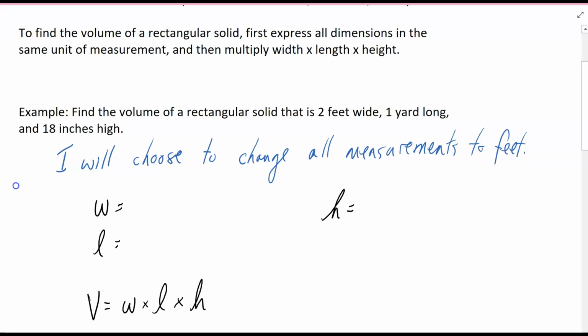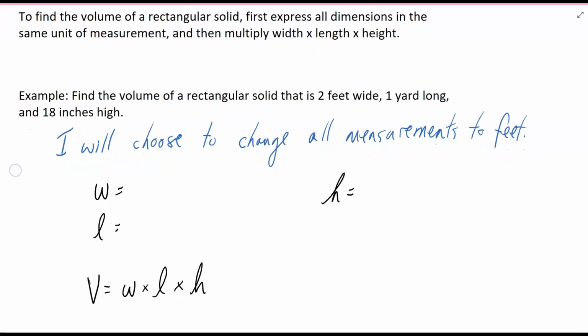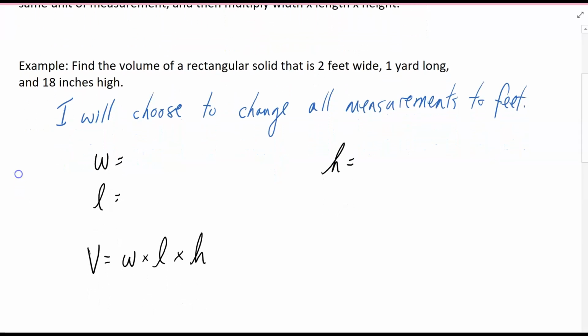Let's look at an example. Find the volume of a rectangular solid that is 2 feet wide, 1 yard long, and 18 inches high. I will choose to change all of the measurements into feet, and the answer will be in cubic feet. So the width is 2 feet, that's already in feet.